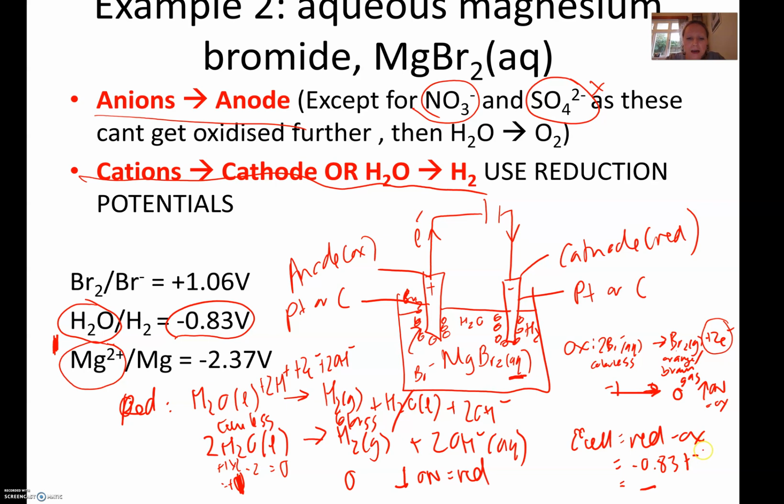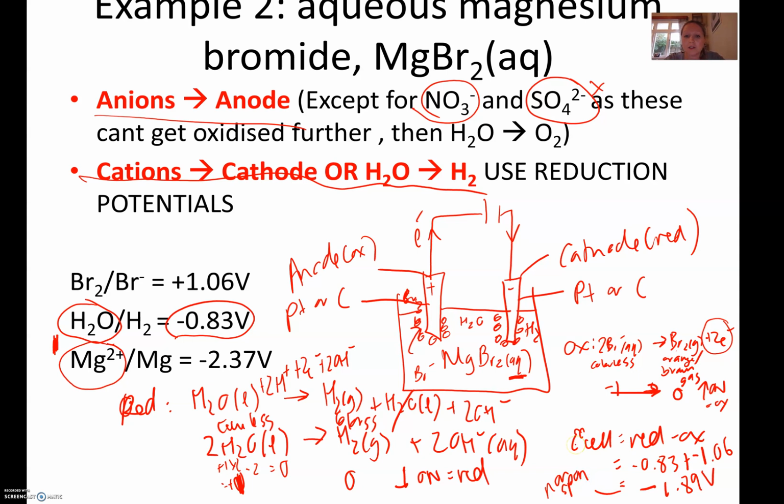So when we do the cell potential, it's reduction, which was our water, minus oxidation, which is 1.06, and that gives us negative 1.89 volts. It's negative, which means non-spontaneous.